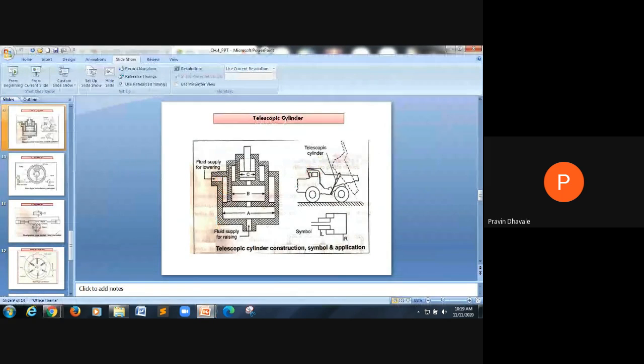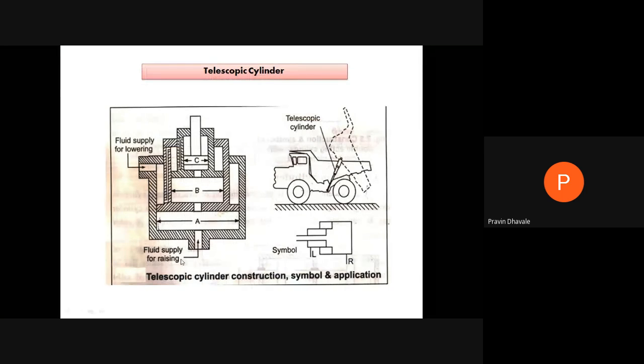In the case of a telescopic cylinder, in order to raise this dumper, supply the fluid from the bottom, and in order to lower this cylinder, you have to supply the air from the top side into the seat box.